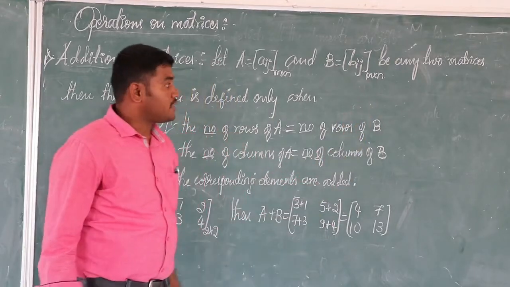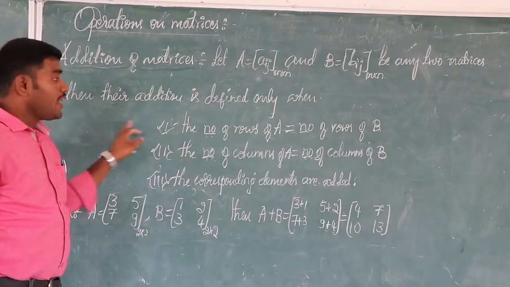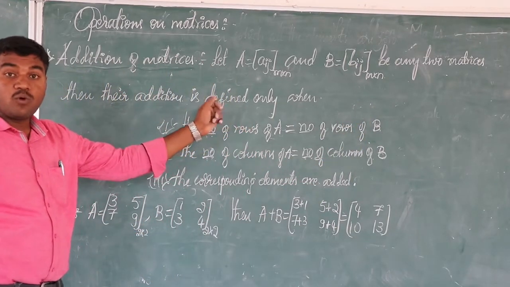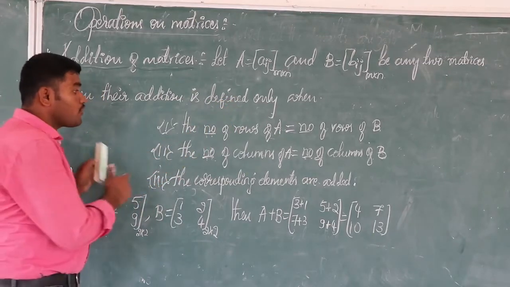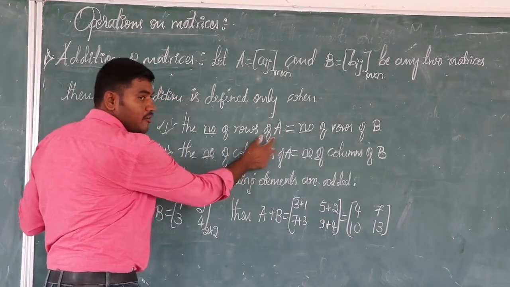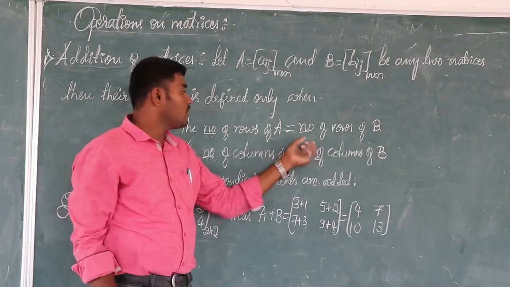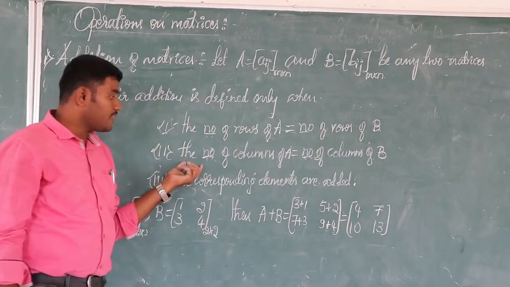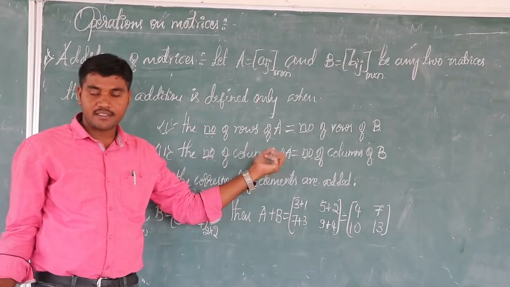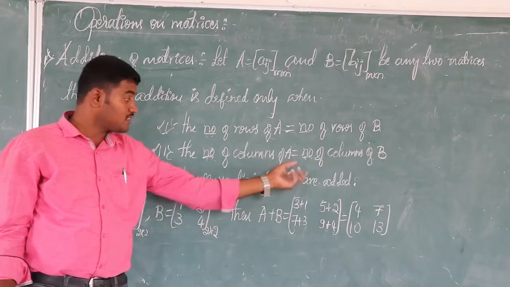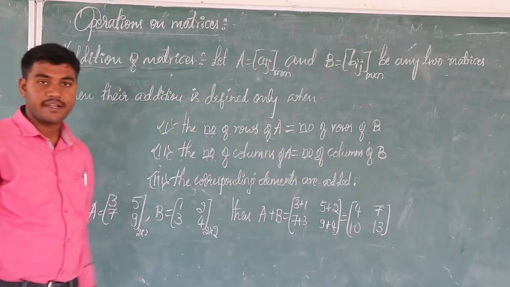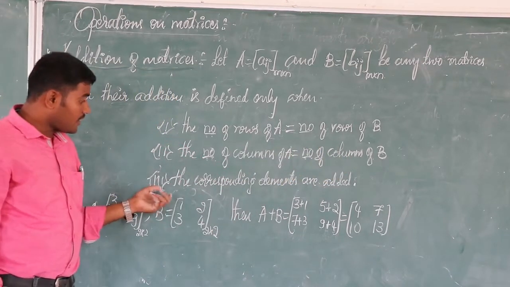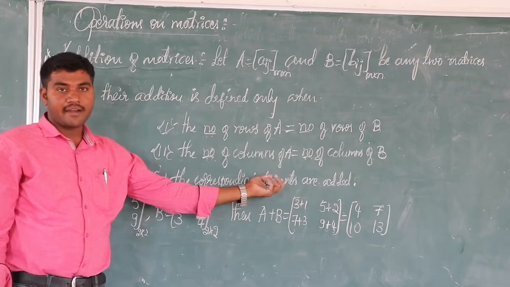Their addition is defined only when the number of rows of matrix A is equal to the number of rows of matrix B, and similarly the number of columns of matrix A is equal to the number of columns of matrix B. Then the corresponding elements are added.